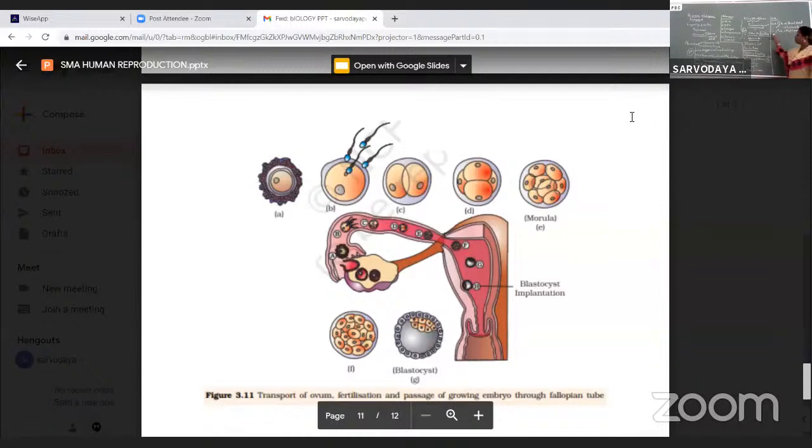Here I would like to give some information. This 9 months of the gestation period is divided into 3 trimesters. The first 3 months is referred to as the first trimester. The second 3 months is the second trimester. The last 3 months is the third trimester.